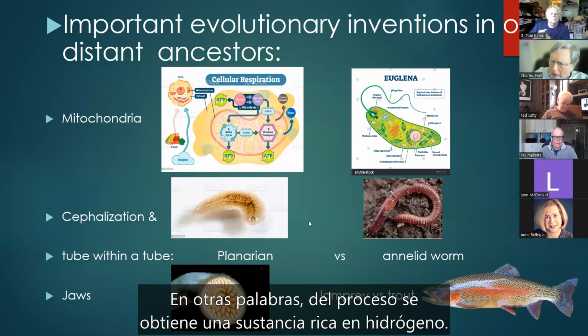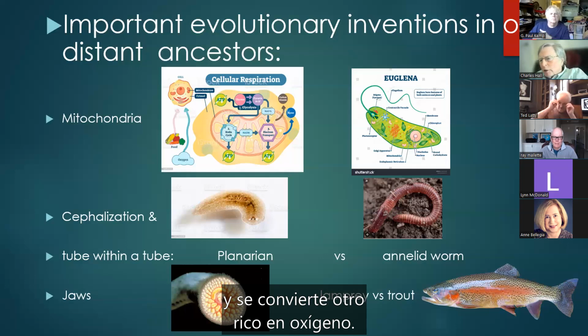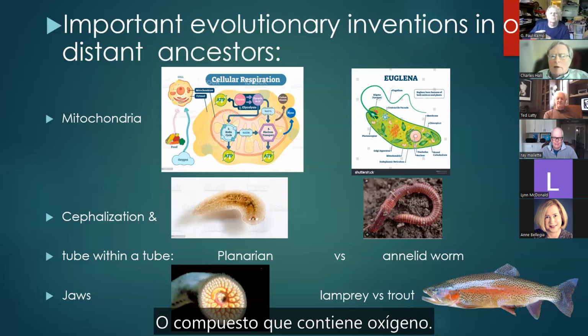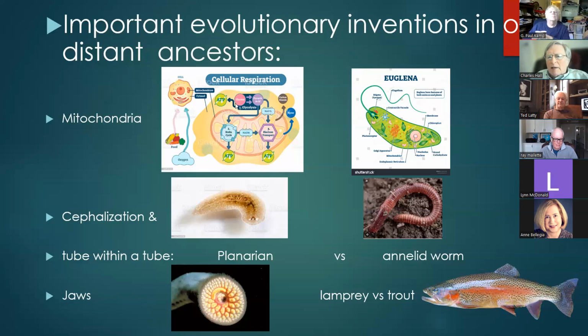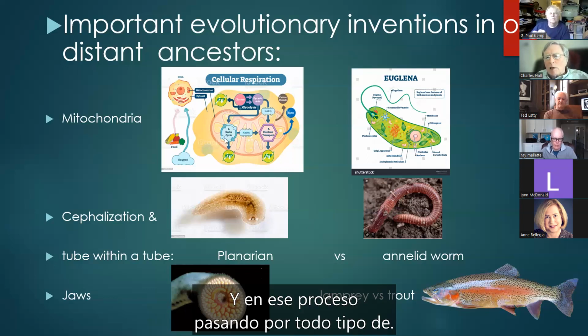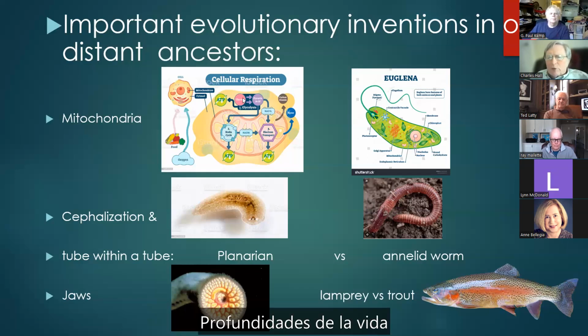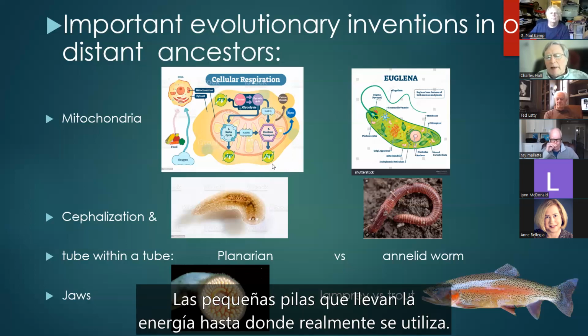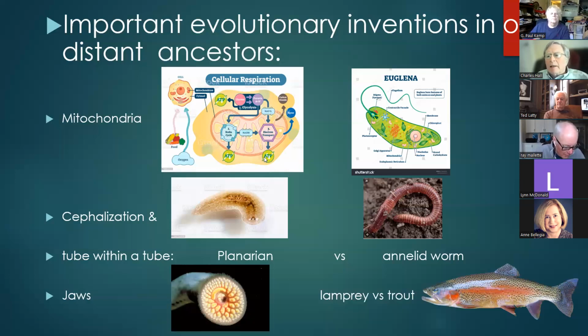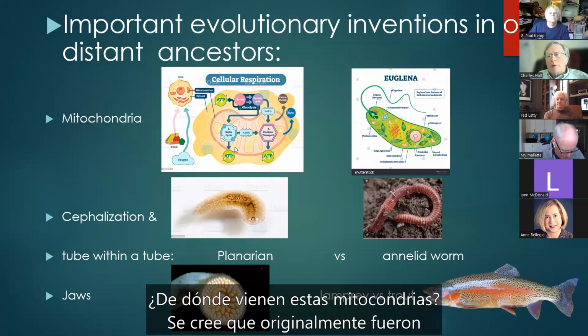In other words, you take a hydrogen-rich compound and turn it into an oxygen-containing compound. And in that process, going through all kinds of steps of life called glycolysis, Krebs cycle, electron transport, and so forth, you make something called ATP. That's the little batteries that carry energy to where it's actually used in the mitochondria.